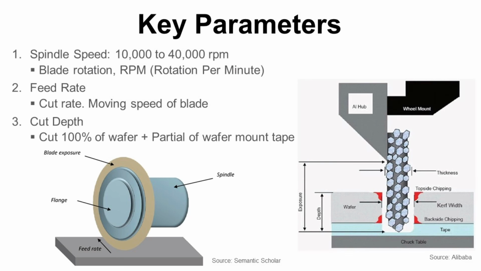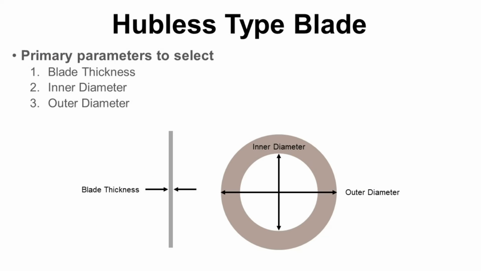So far, we talked about hub type saw blade, and let's talk about hubless type blade. Most items also apply for hubless type blade, except its structure. As I mentioned, there is no hub at the center of the blade for hubless type blade. And there are 3 key parameters to select the right blade: blade thickness, inner diameter, and outer diameter.